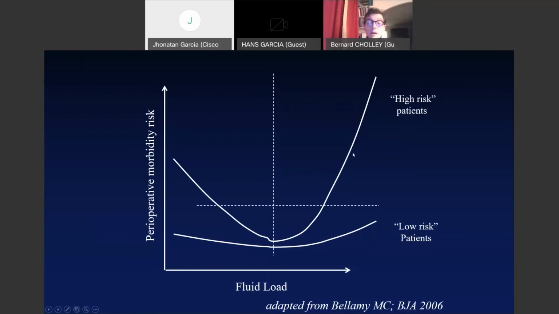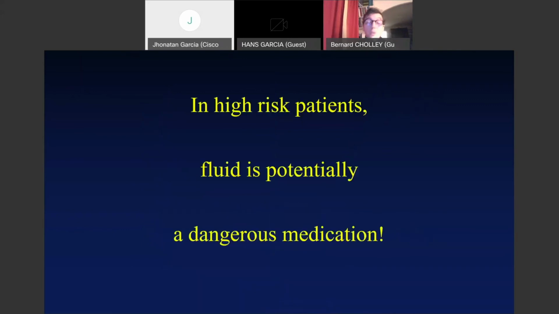And congestion and edema are also responsible for a decrease in tissue perfusion, because edema is water that accumulates and increases the distance between the capillaries and the mitochondria of the cells. And by increasing this distance, I reduce the diffusion of oxygen to my cells, and I am reducing the perfusion of my organs. So it is very important to keep in mind that in high-risk patients, fluid is potentially a dangerous medication.